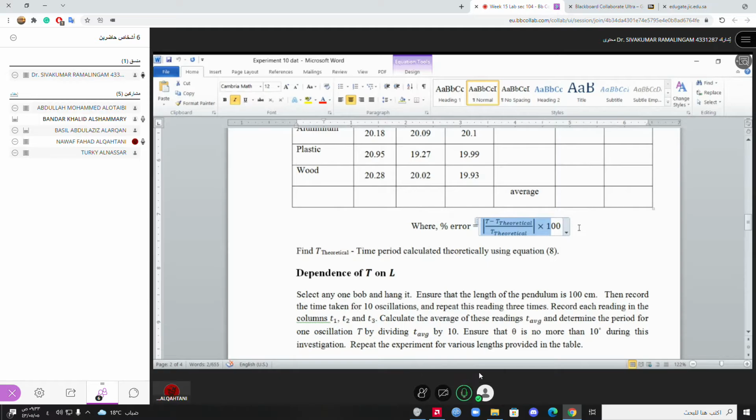Doctor, can I write 10 to the power 2 second square per meter? Yes. It goes to 10 to the power of 2 in the numerator: second square per meter. Yes.